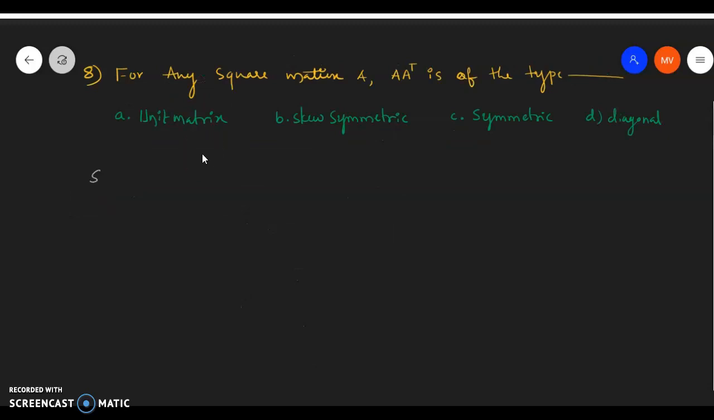So here is another interesting question. Look at this. For any square matrix, meaning both rows and columns are equal, A and A transpose is of the type... First, A is a square matrix. Let us take it is 2 cross 2. And its transpose, A transpose, again will have the same 2 rows and 2 columns. It is also 2 cross 2. What they are asking: A and A transpose is of which type?